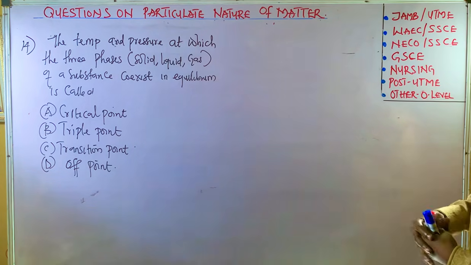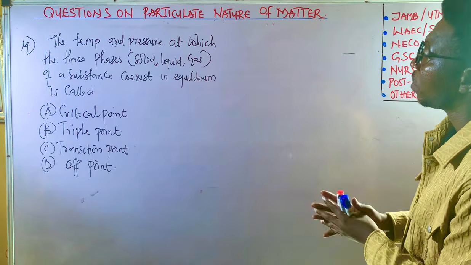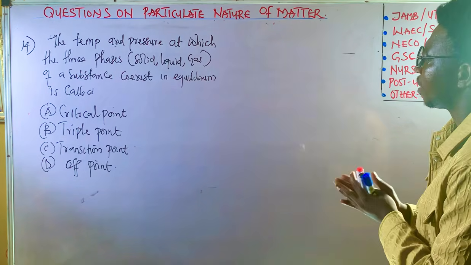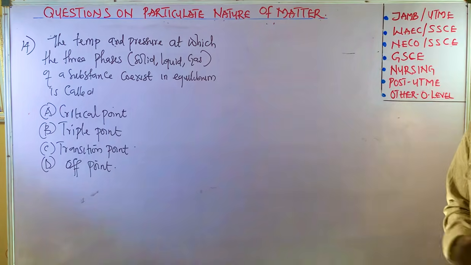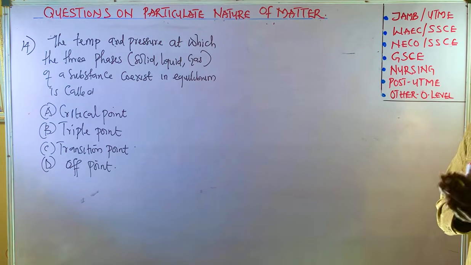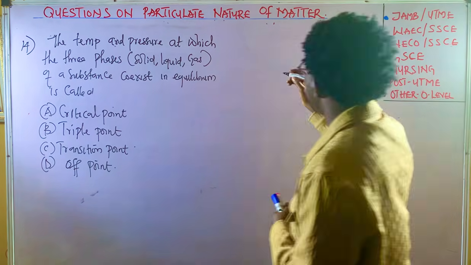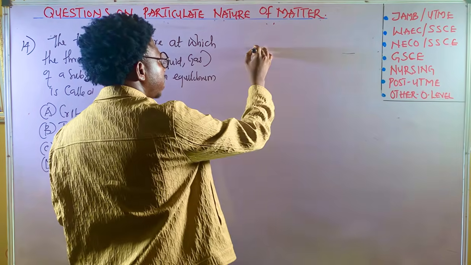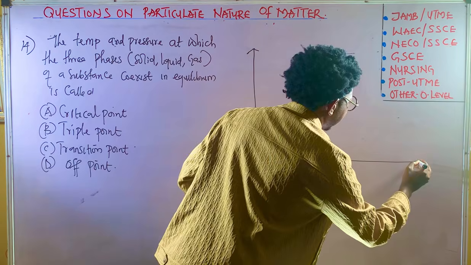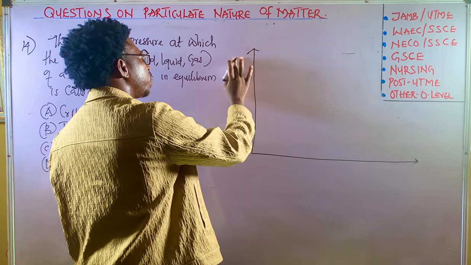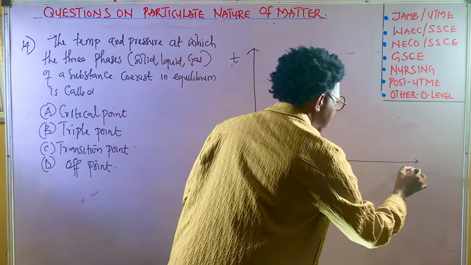So the temperature and pressure at which the three phases, or the three states of matter, of a substance coexist is called dash. First of all, we're going to look at the temperature pressure graph for the three states of matter. We're going to plot a graph of temperature against pressure before I answer this question.